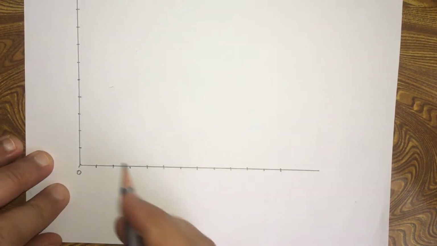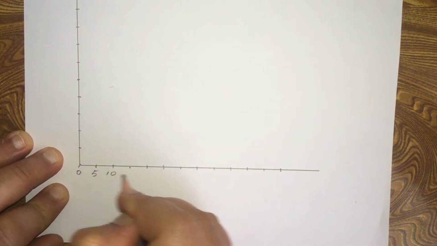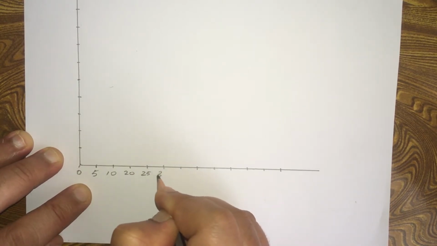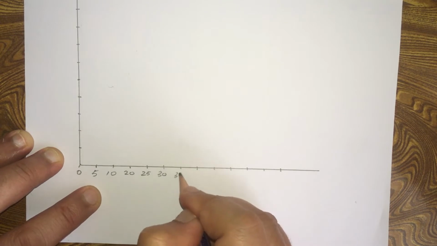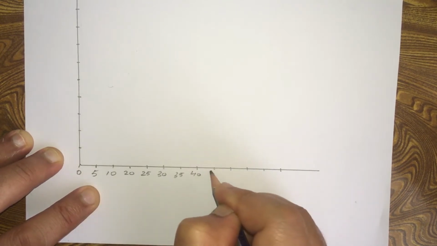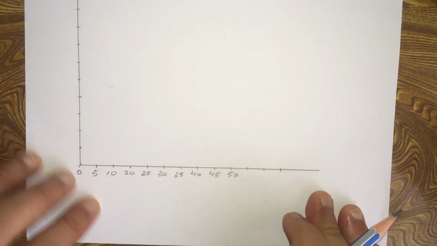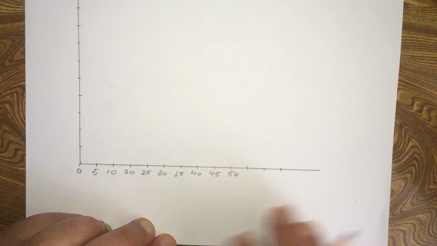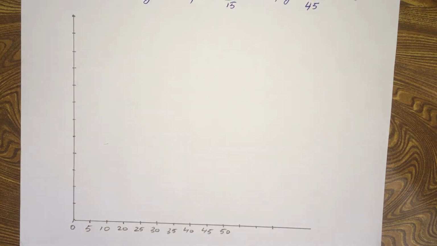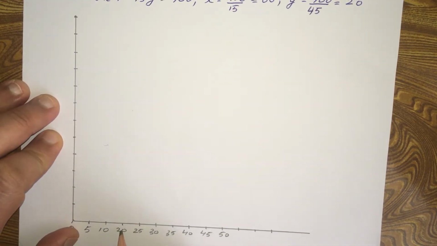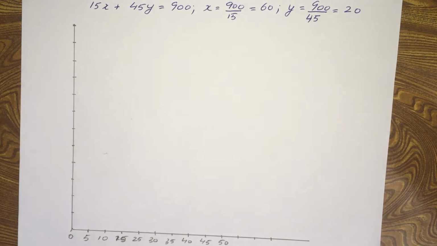Okay, so this will be 5, 10, 20, 25, 30, 35, 40, 45, 50. Wait, I made a mistake. 5, 10, 15. Oh shoot.